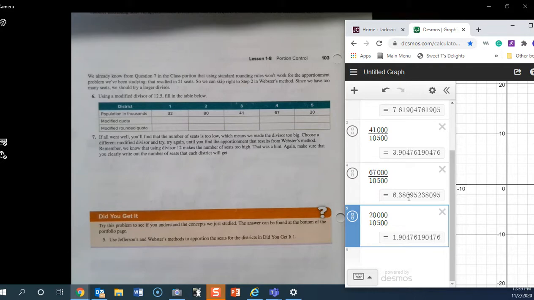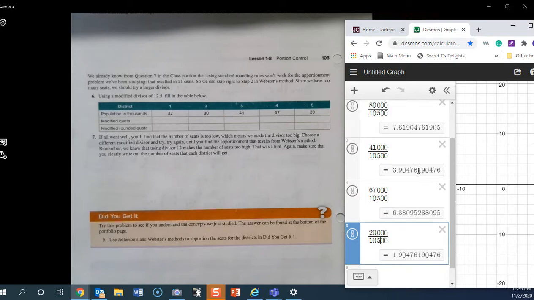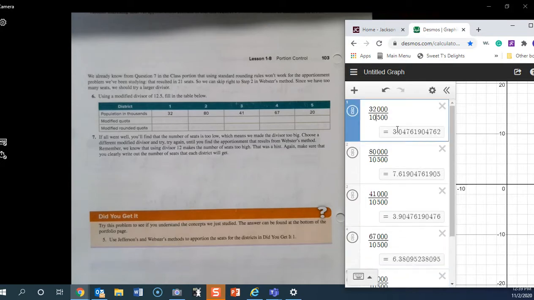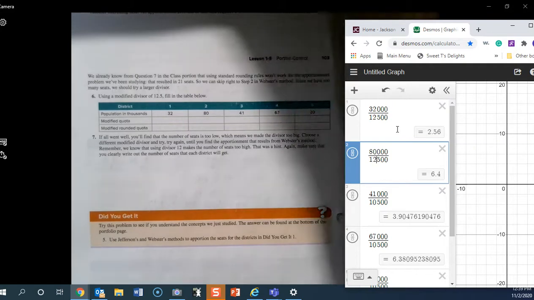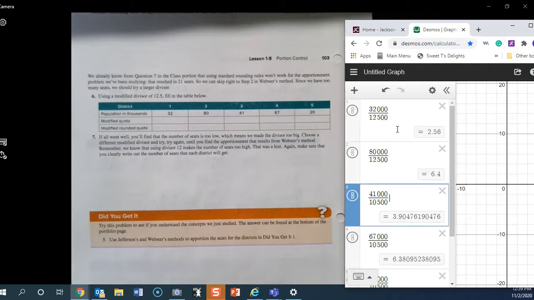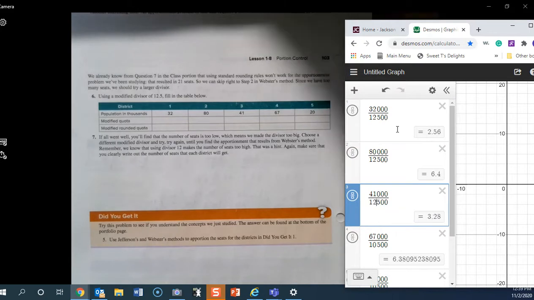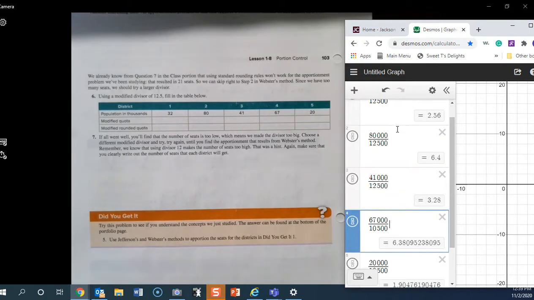It says here using a modified divisor of 12.5. Now we know 12.5 is the same thing as saying 12,500. So basically, we'll take all these values and divide them by 12,500. So we just change a few things here so we don't have to reinvent the wheel.